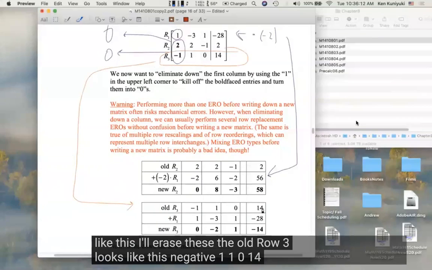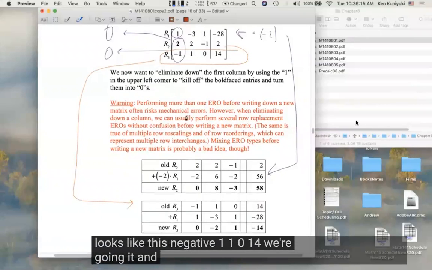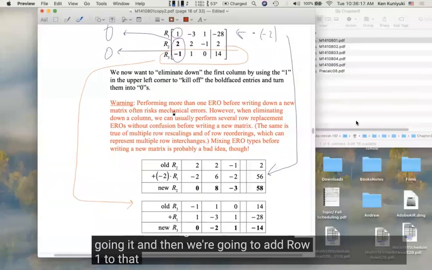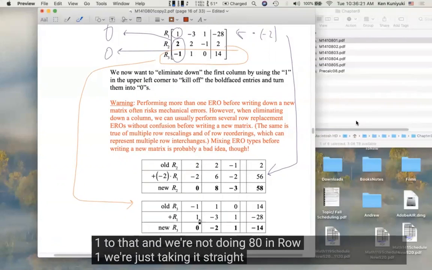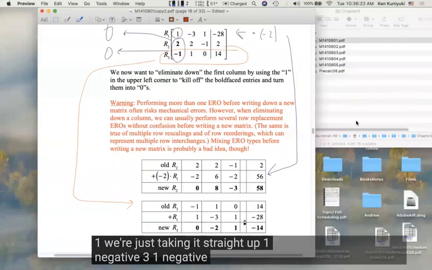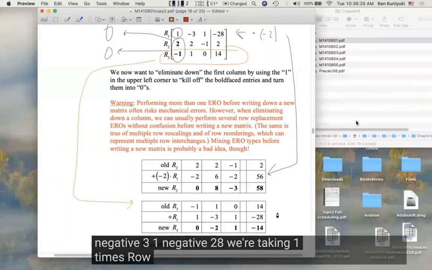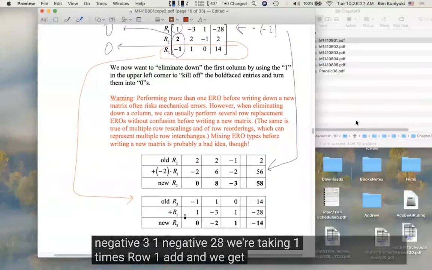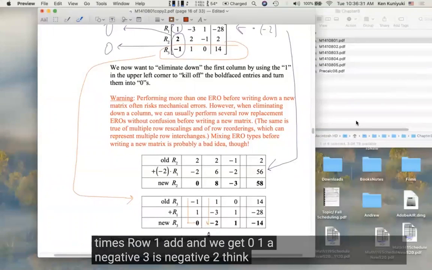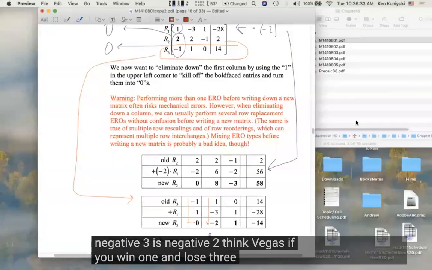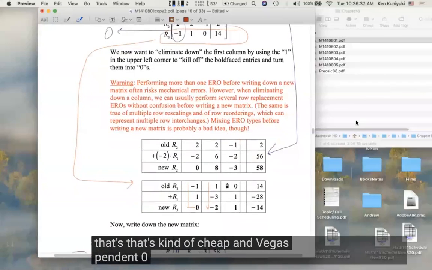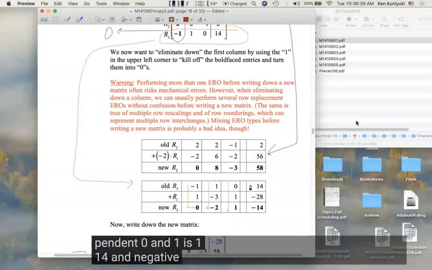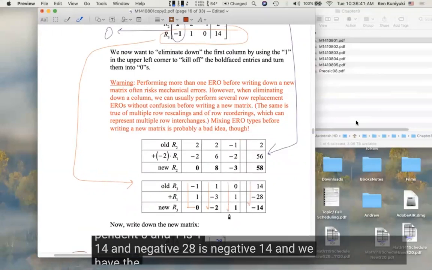-1, 1, 0, 14. And then we're going to add row 1 to that. And we're not doing anything in row 1. We're just taking it straight up. 1, -3, 1, -28. We're taking 1 times row 1. Add, and we get 0. 1 and -3 is -2. Think Vegas. If you win 1 and lose 3, you've lost 2. That's kind of cheap in Vegas, but 0 and 1 is 1. 14 and -28 is -14. And we have the new row 3.